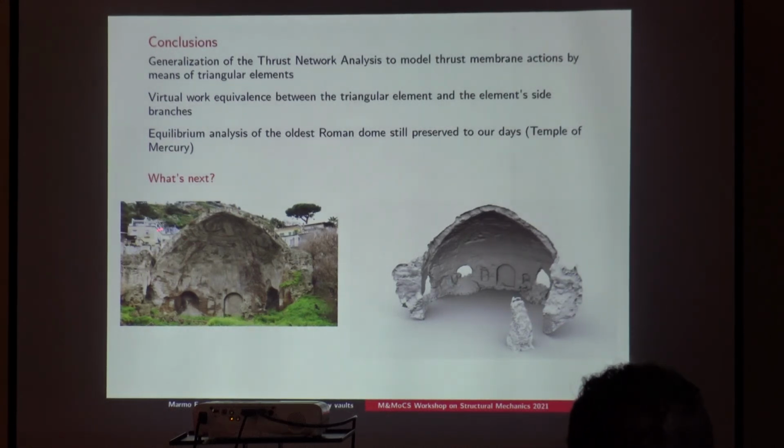The next step will be that of analyzing another vault that is in the Baths of Diocletian, which is the so-called Temple of Venus, which actually was an entire vault, but half of this vault just collapsed. And the vault is represented by a pointed shape. It is the oldest pointed shape vault known, still standing, at least in part.